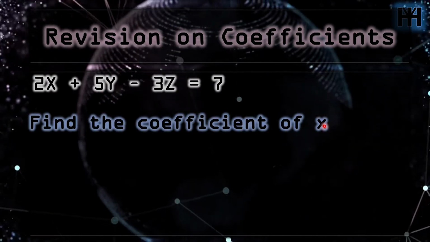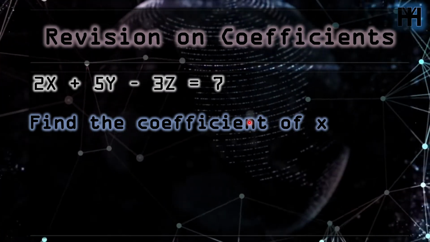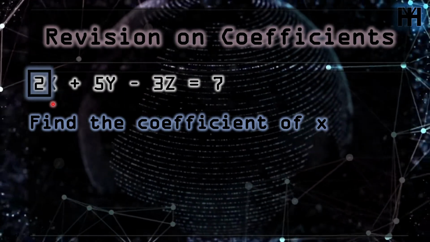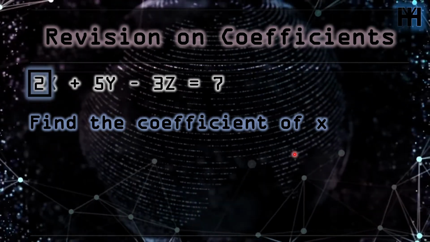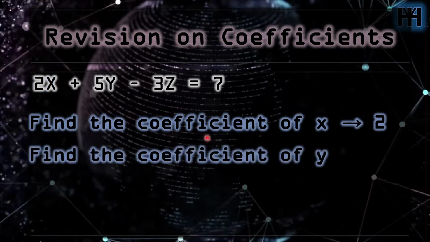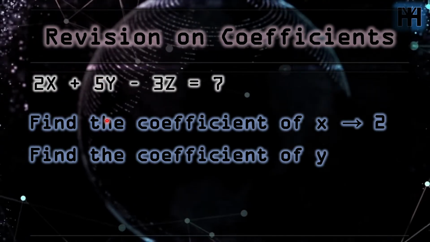Find the coefficient of x. Okay, the coefficient of any variable is the number multiplied to it. So in this case, the coefficient of x is 2, because 2 is the number multiplied to x. Okay, find the coefficient of y. Okay, so in this case it will be 5.